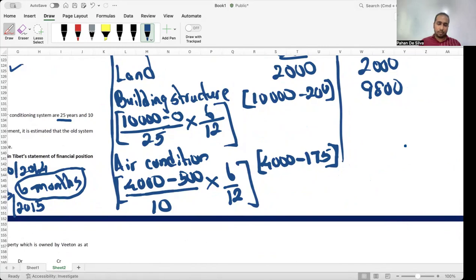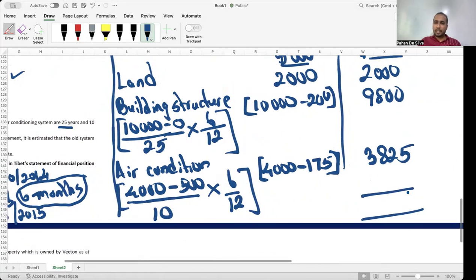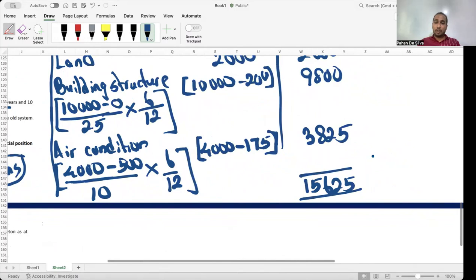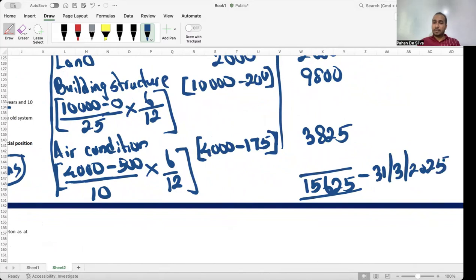So what is the carrying amount? 4,000 minus 175 means it is 3,825. So now we can take the total: 2,000, 9,800, 3,825. Altogether it is 15,625. So this is the carrying amount that we have to show as at 31st March 2015.